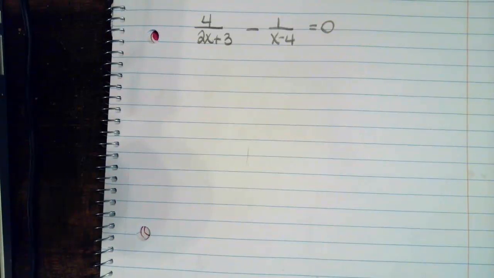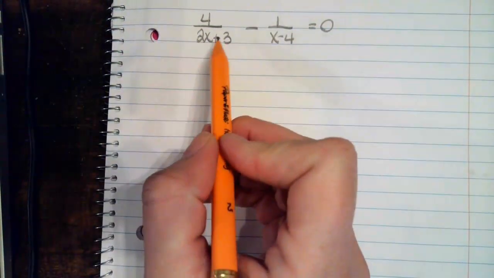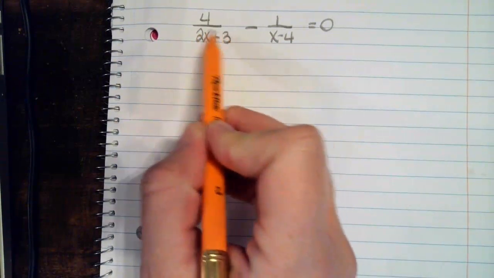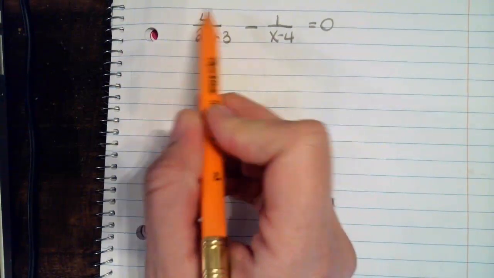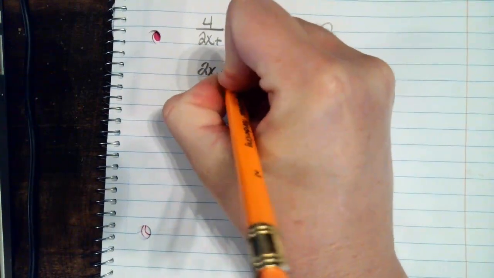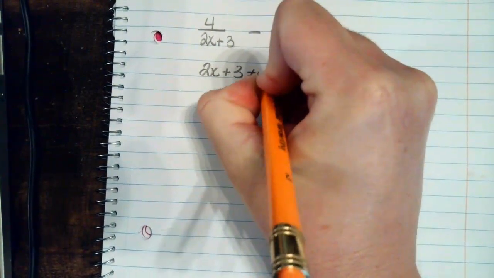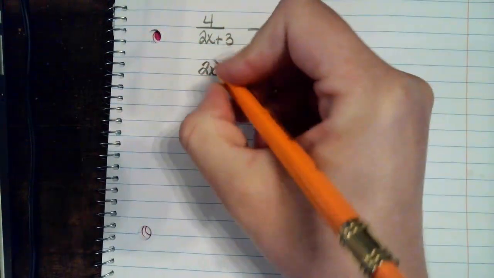All right, so we'll be solving rational expressions in this video. And what we want to start off by doing first is restricting our domain. So what values can and can't we use? So this one, if our denominator goes to 0, this term will be undefined. So we're going to say that 2x plus 3 cannot equal 0. And then we're going to solve.